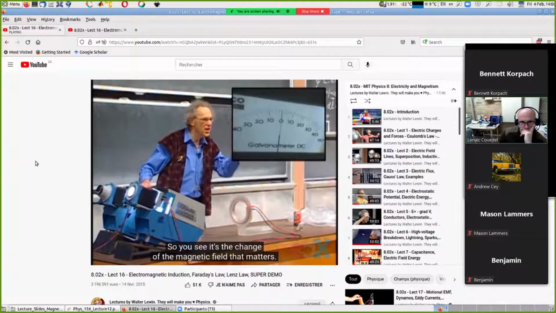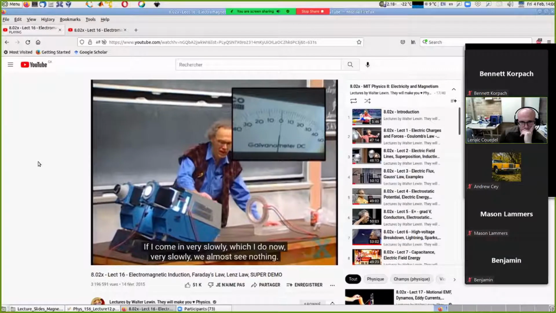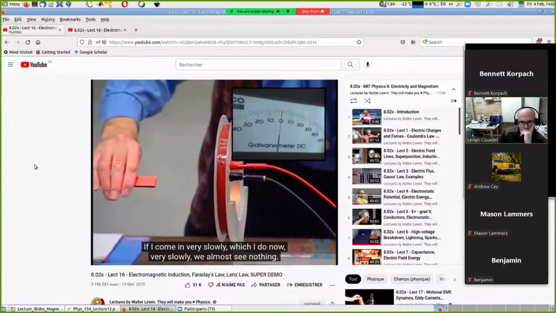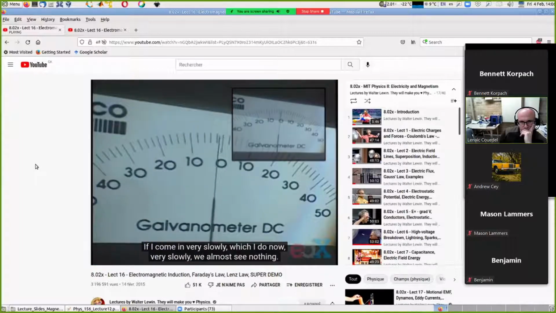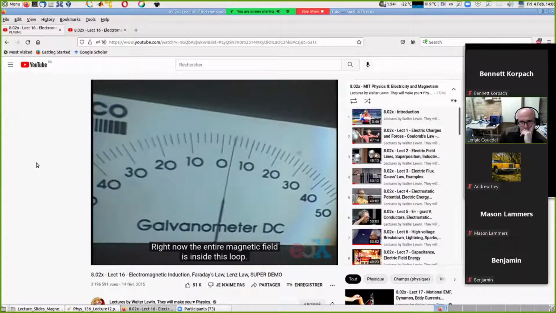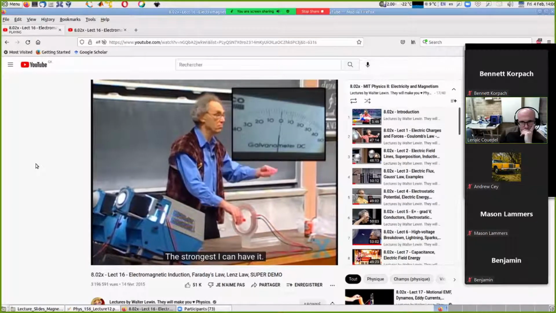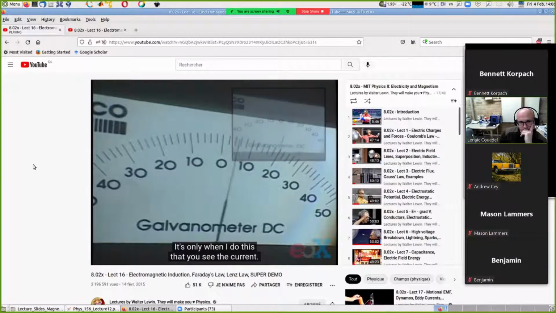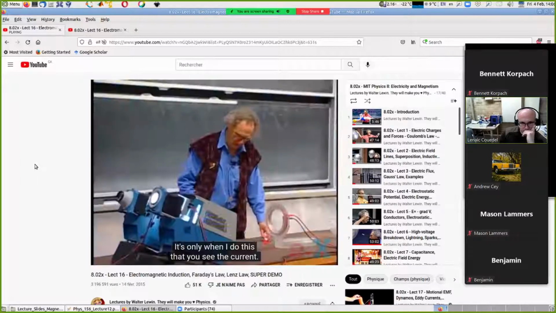So you see, it's the change of the magnetic field that matters. If I come in very slowly, which I do now, very slowly, you almost see nothing. And right now, the entire magnetic field is inside this loop, the strongest I can have it. Nothing happens because there is no change in the magnetic field. It's only when I do this that you see the current.